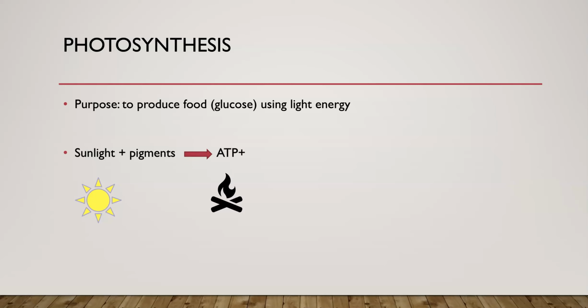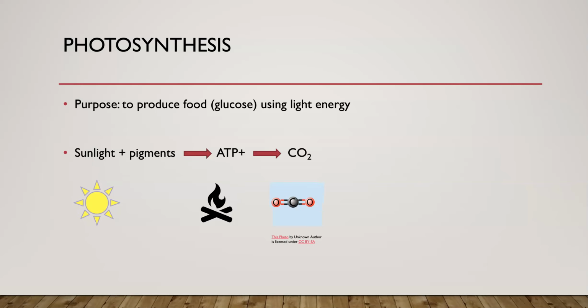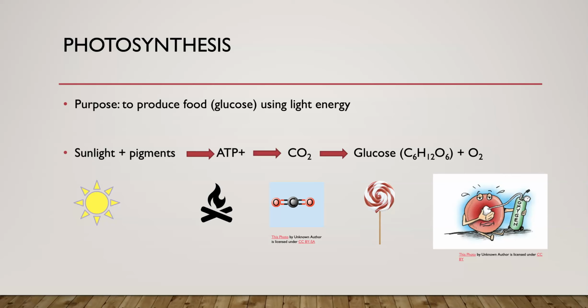You also need the input of ATP in order to make glucose, and you need CO2 molecules, which are found in the air. So there's got to be a way to make glucose, which is C6H12O6, from something, and so that something is CO2 molecules. In the end, through sunlight energy gathered up by pigments with the input of ATP and using CO2 molecules, you make glucose, C6H12O6. And the waste product of this is oxygen, which of course we breathe in.